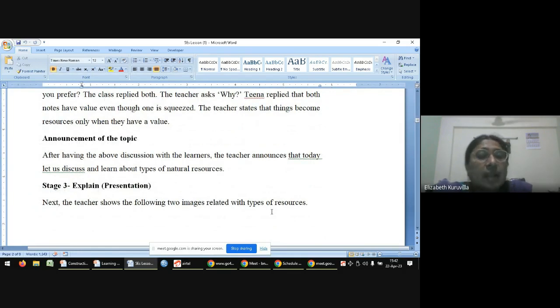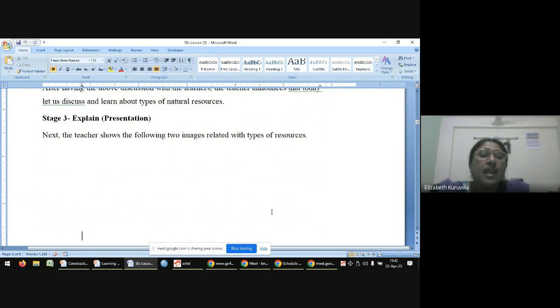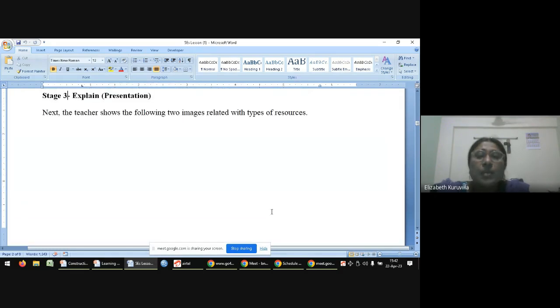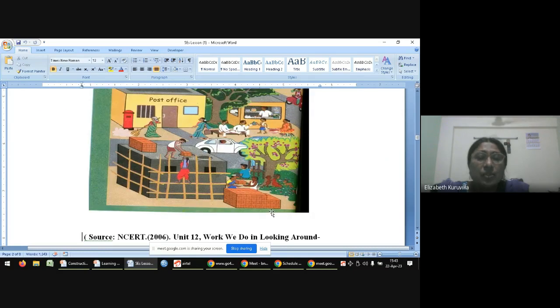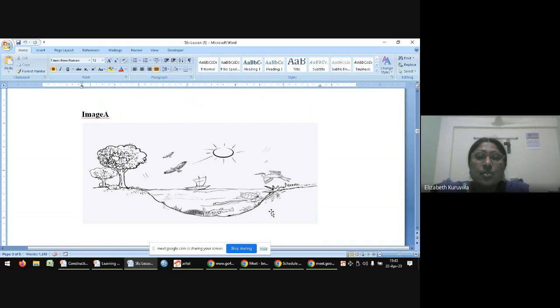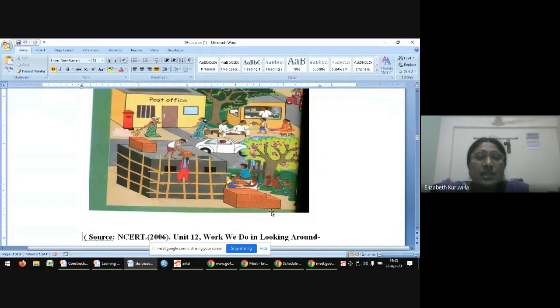There comes the announcement of the topic. After having the above discussion with the learners, the teacher announces that today let us discuss and learn about types of natural resources. Then comes stage 3, explain, presentation. Next, the teacher shows the following 2 images related with the types of resources. The first image is image A, and the second image is image B.